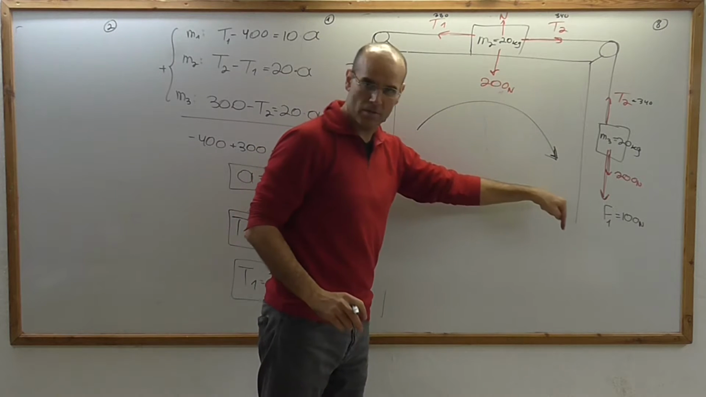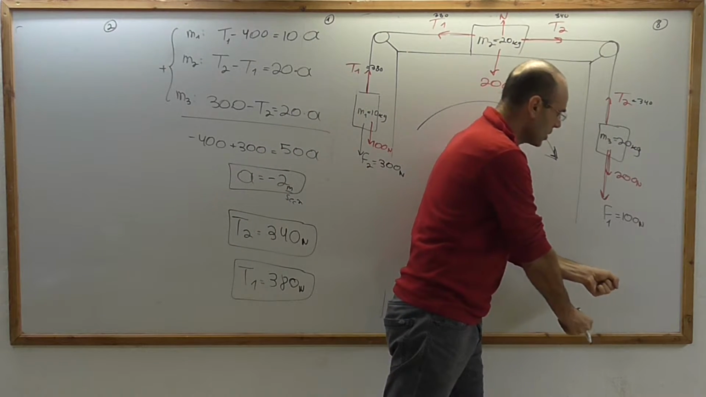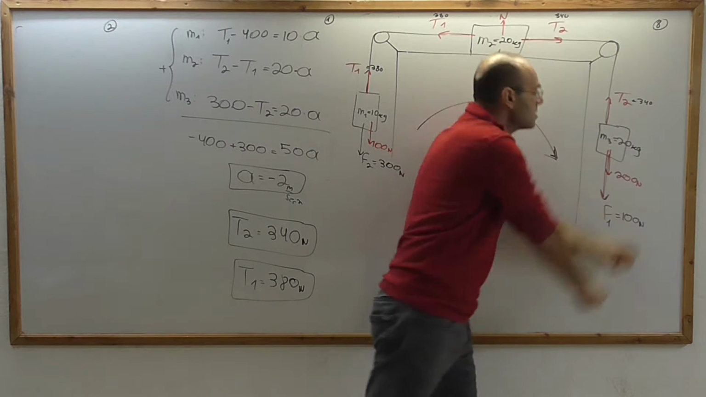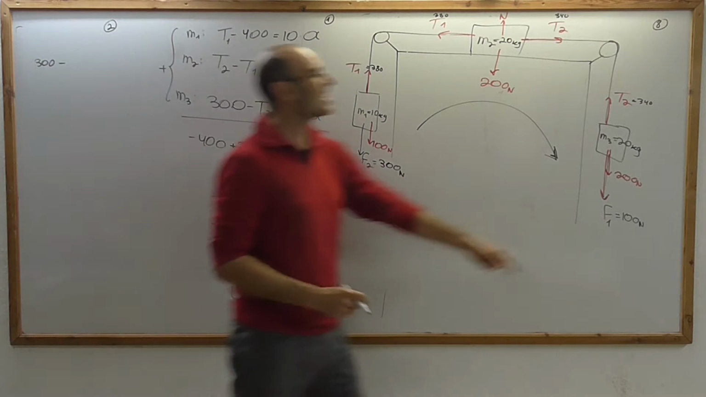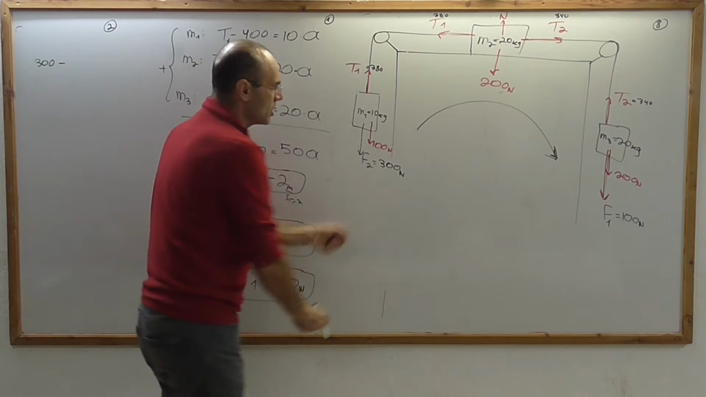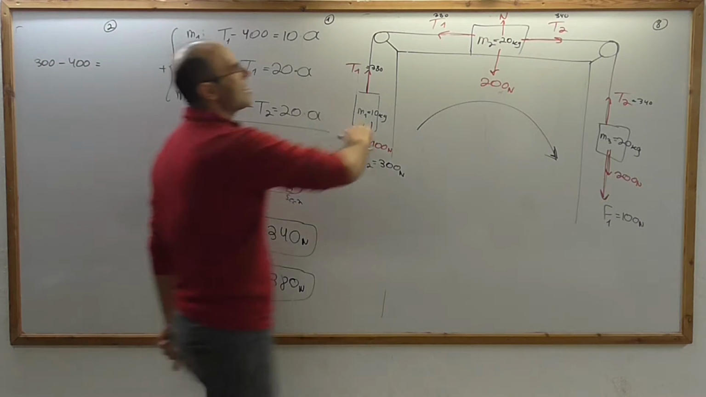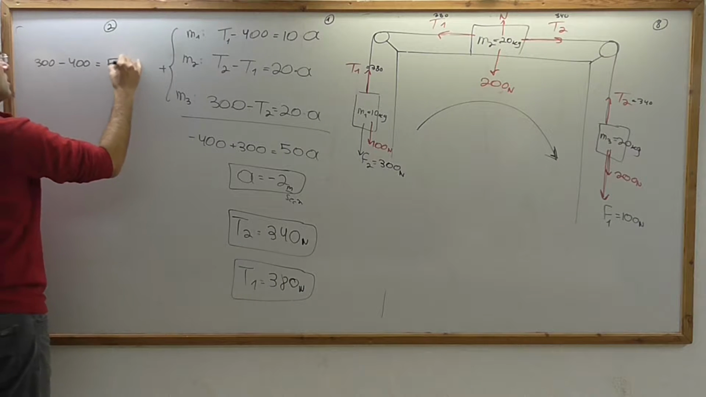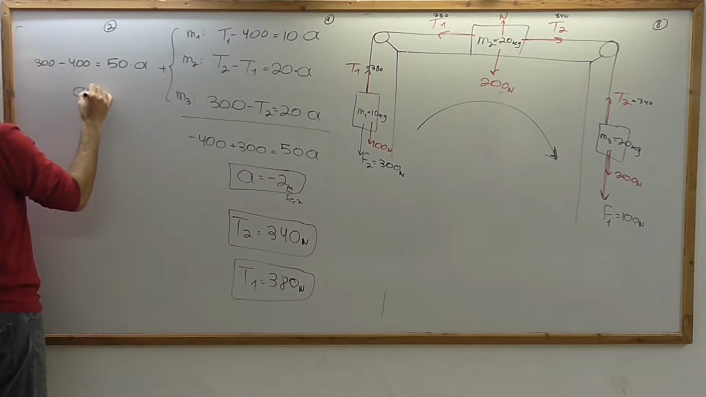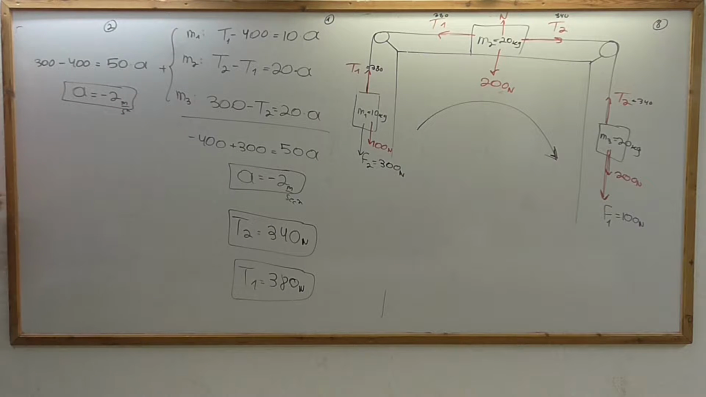Let's still assume that this is the direction. If this is our motion direction, we say all the external forces in this direction, which are 300, minus all the external forces in that direction, which is 400, must be equal to the mass of the system, which is 20, 20, 10, 50, times A. And A will also be minus 2. Again, the same result.